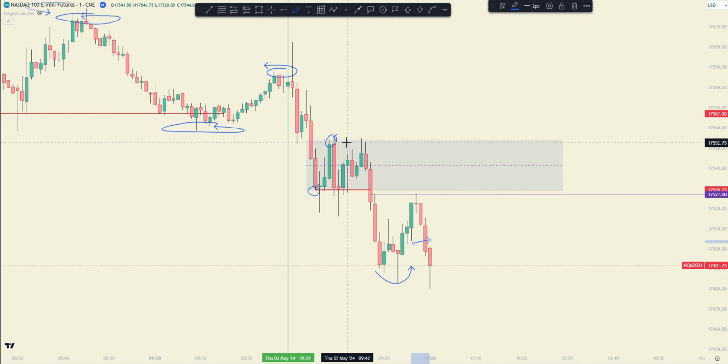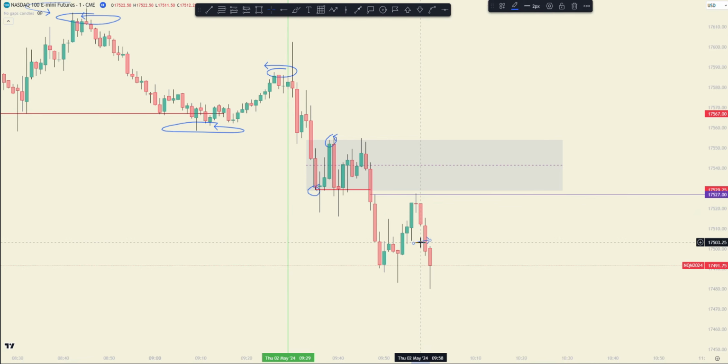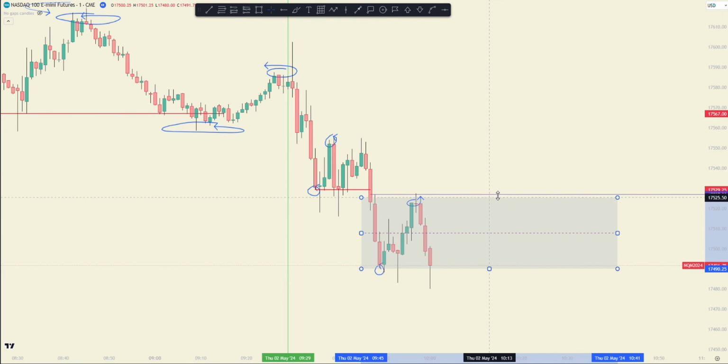Again, a very simple idea. Like I talked about yesterday, when we're in certain flow, what are we expecting? We're always expecting continuation until it fails. So what do we have now? We have a brand new zone right here and the high here. And we will draw that zone out there.